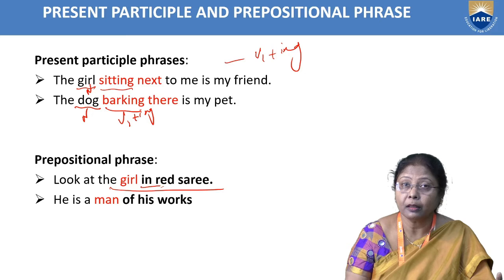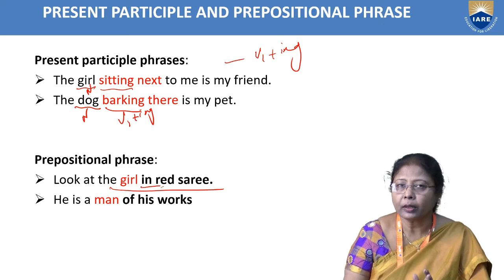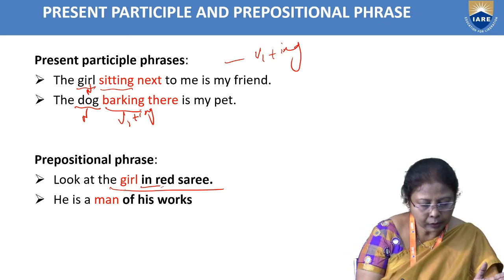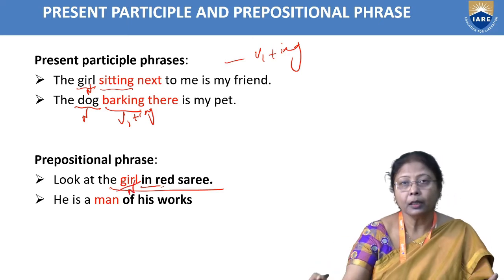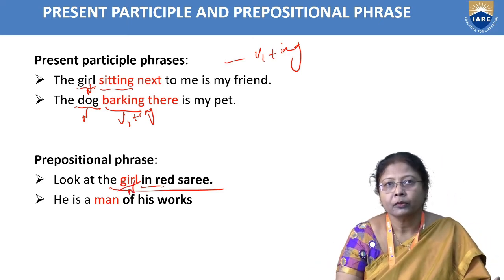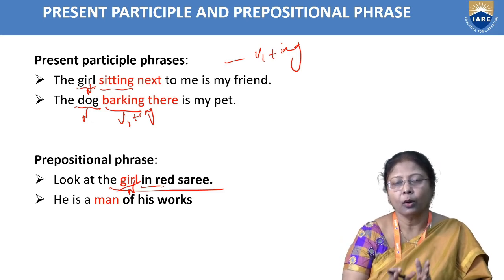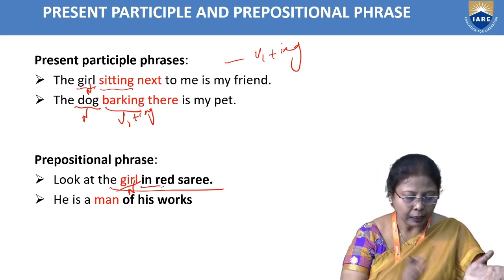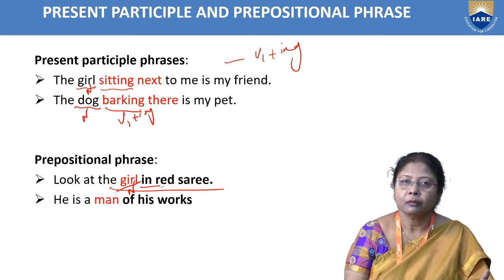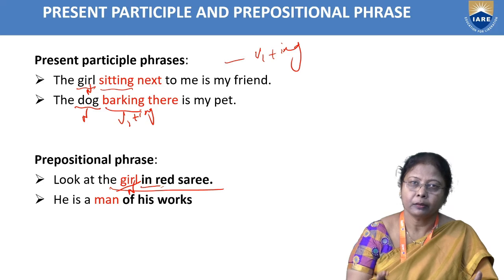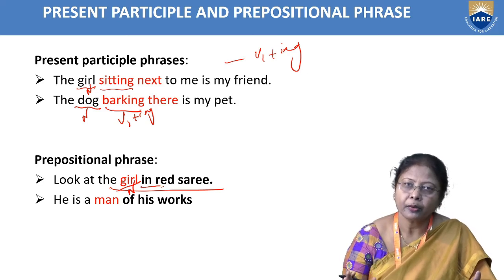Prepositional phrase. In red saree. In red saree is a prepositional phrase. Where is it located? After the noun. What is the noun here? Girl. Girl is the noun. This prepositional phrase was written after the noun, so we call this a post modifier.